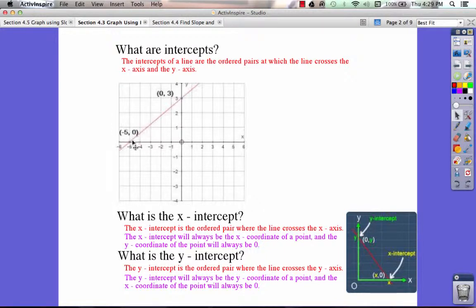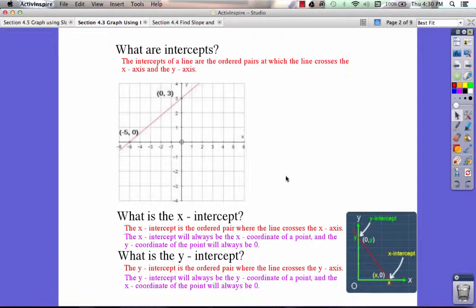The line crosses the x-axis at this ordered pair, -5, 0. This right here is called the x-intercept, because it intersects the x-axis. Up here we have the y-intercept because the line crosses the y-axis at this point right here, this ordered pair of 0, 3. So this is the y-intercept.